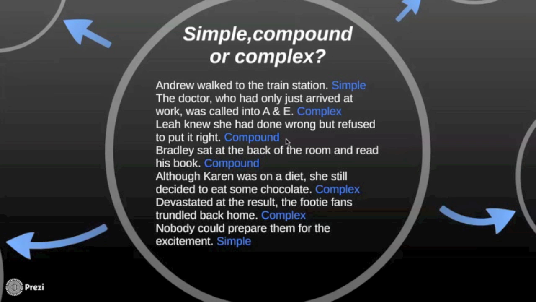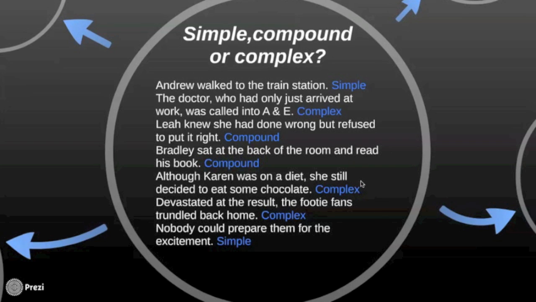This one here is a compound sentence. Leah knew she had done wrong but refused to put it right. So we've got 2 independent clauses there joined with a coordinating conjunction, which is but. This one here is also a compound sentence. Bradley sat at the back of the room and read his book. Again, 2 independent clauses joined with a coordinating conjunction, the word and there.